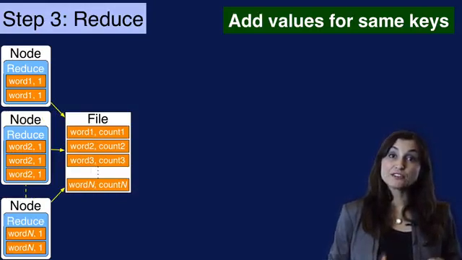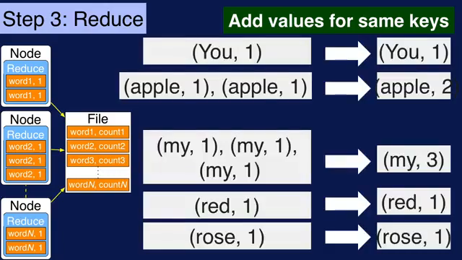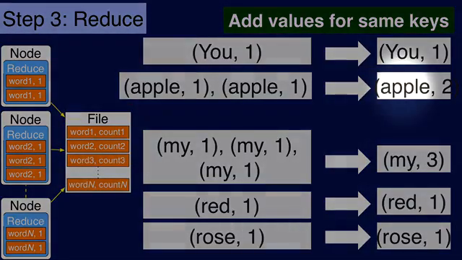Next, the reduce operation executes on these nodes to add values for key value pairs with the same keys. For example, apple 1 and another apple 1 becomes apple 2. The result of reduce is a single key pair for each word that was read in the input file. The key is the word, and the value is the number of occurrences.